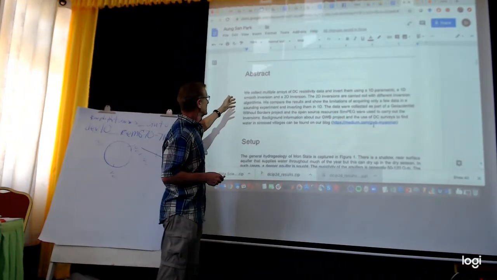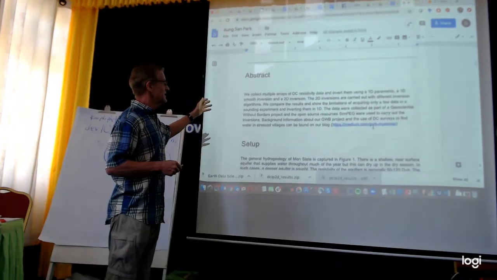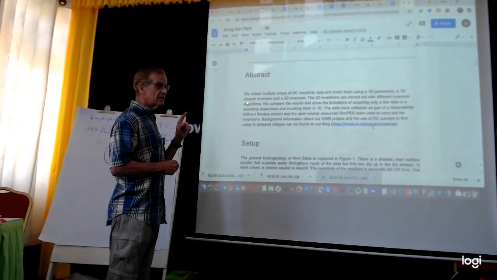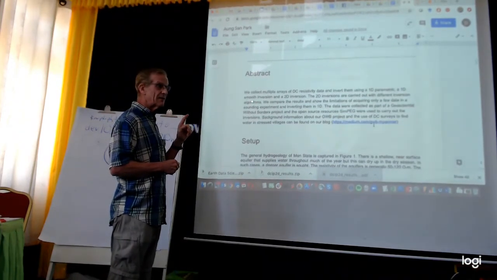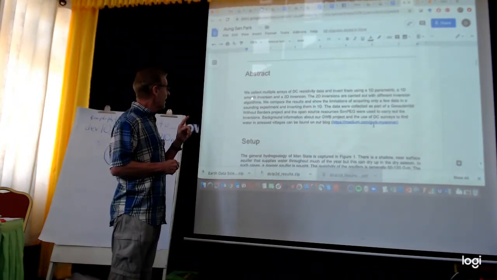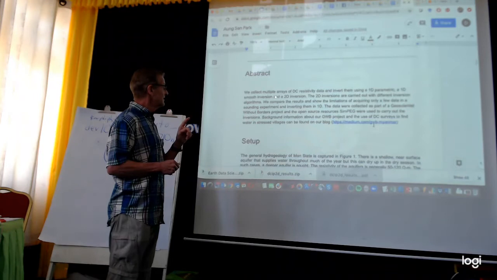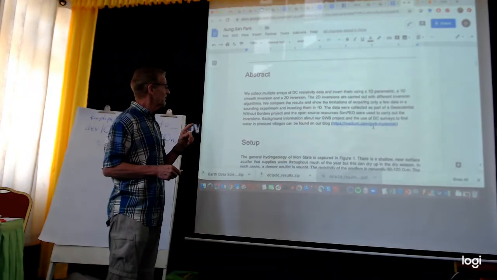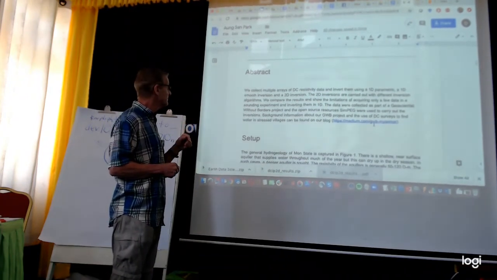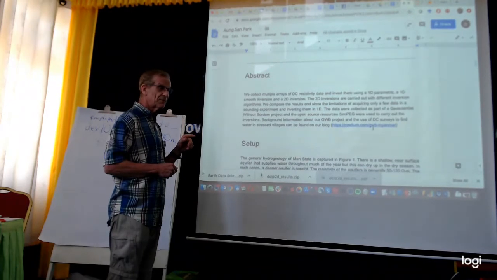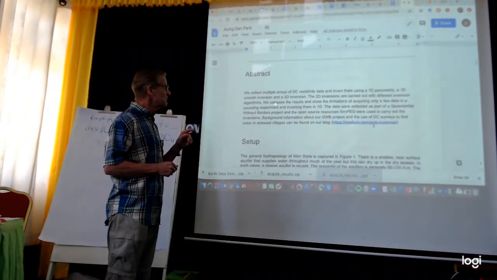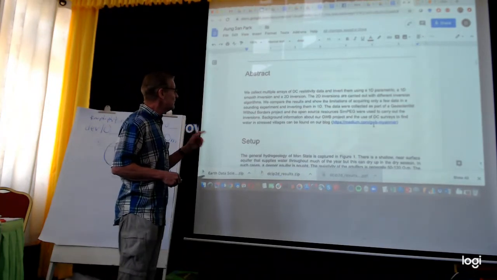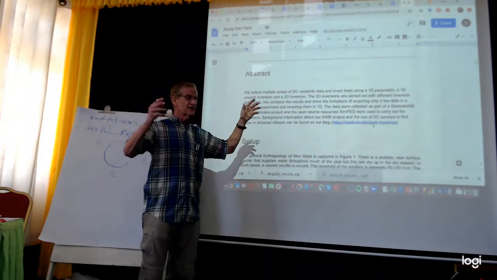So this one says, we collected multiple arrays of DC resistivity data and inverted them using a 1D parametric inversion, a 1D smooth inversion, and a 2D inversion. The 2D inversions were carried out with different inversion algorithms. We compare the results and show the limitations of having only a few data in a sounding experiment and interpreting them in 1D.